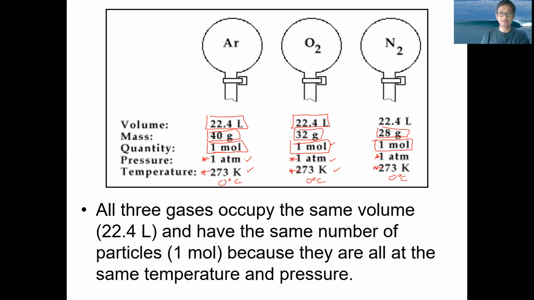And then finally, this 28 grams of nitrogen gas, which is 1 mole, at 1 atmosphere and 0 degrees Celsius, also occupies 22.4 liters of space. And so if you notice here, the identity and the mass of the gas doesn't really matter. It doesn't matter as long as we have 1 mole. If we have 1 mole of the gas, that 1 mole of gas will always occupy 22.4 liters if and only if the gas is at 1 atmosphere and 273 Kelvin.